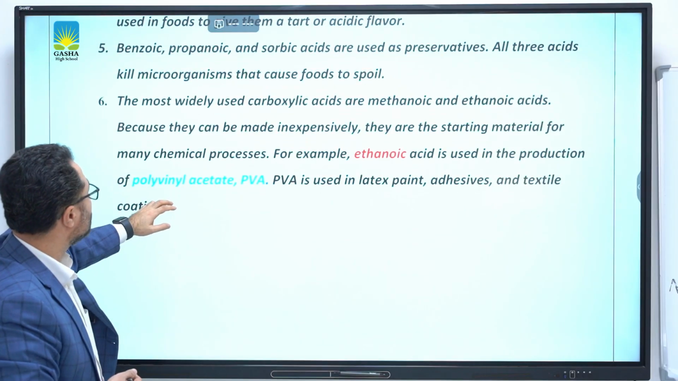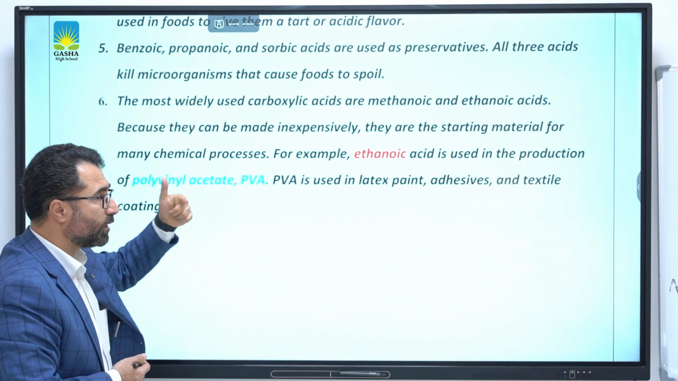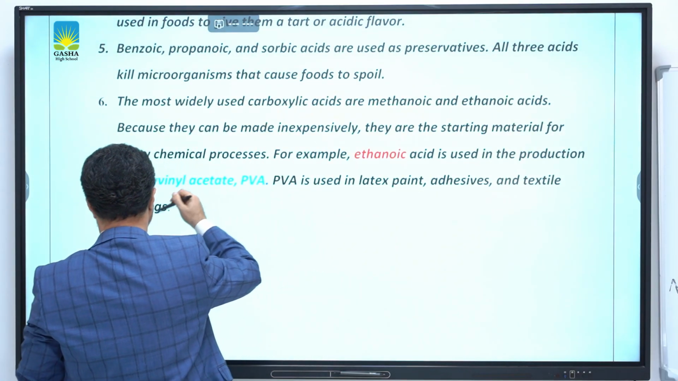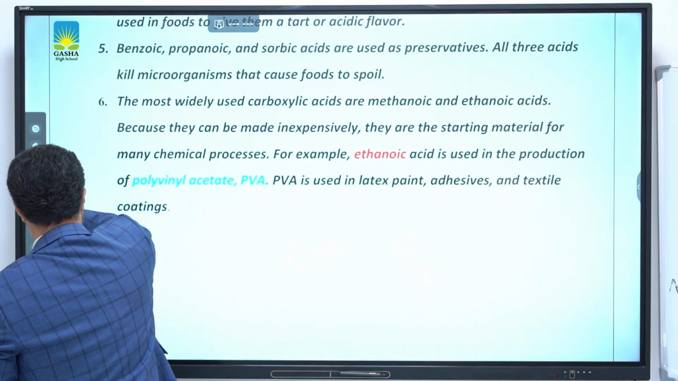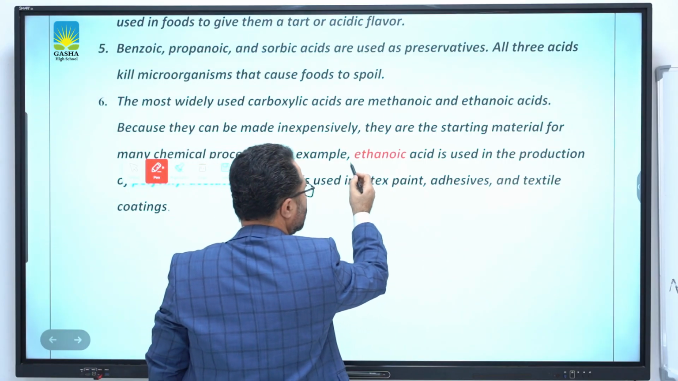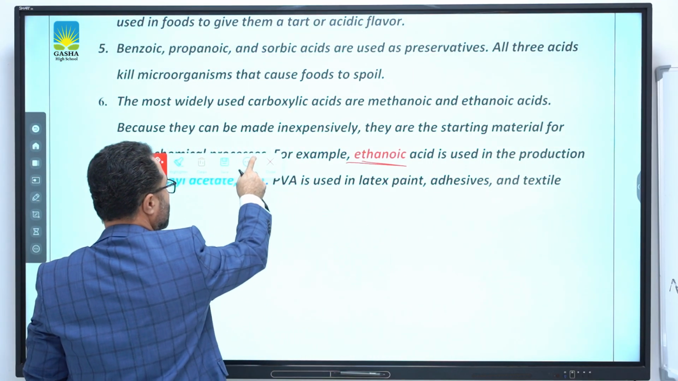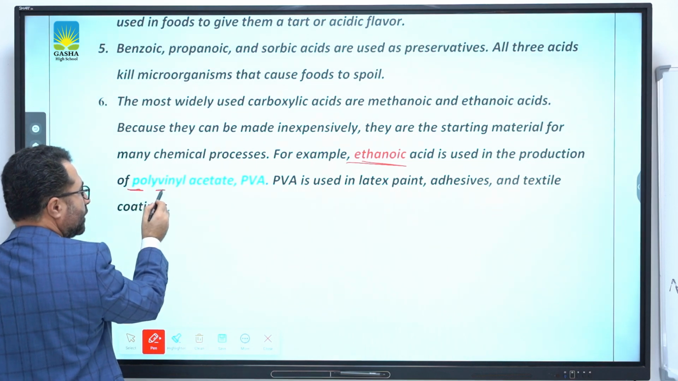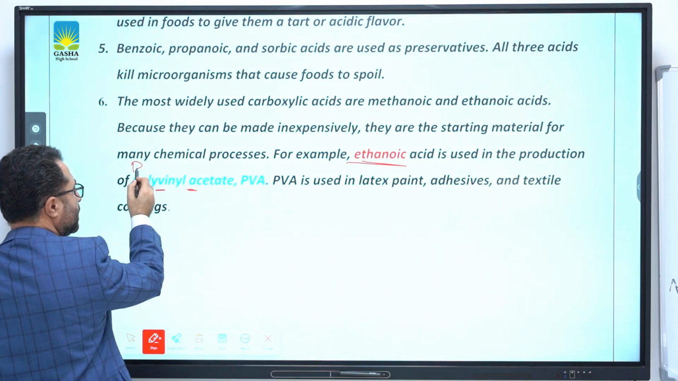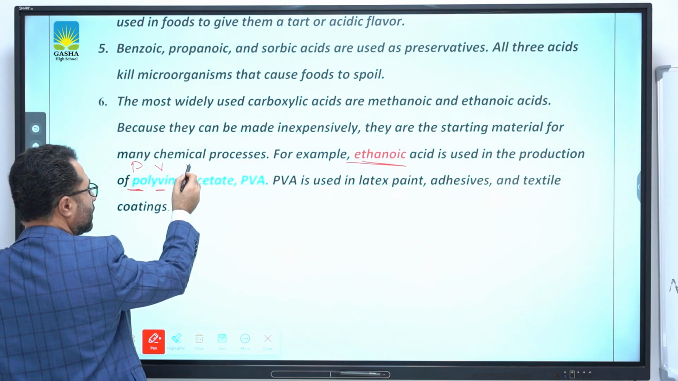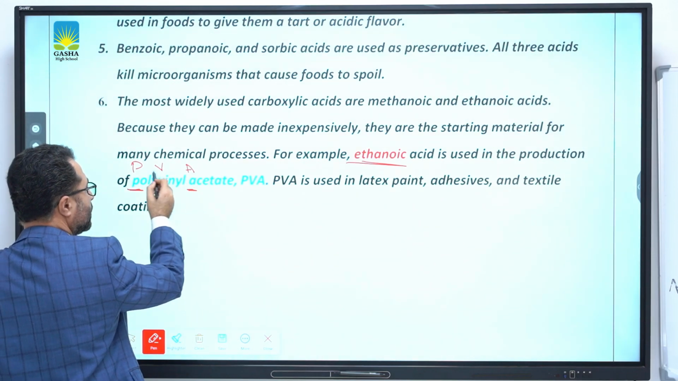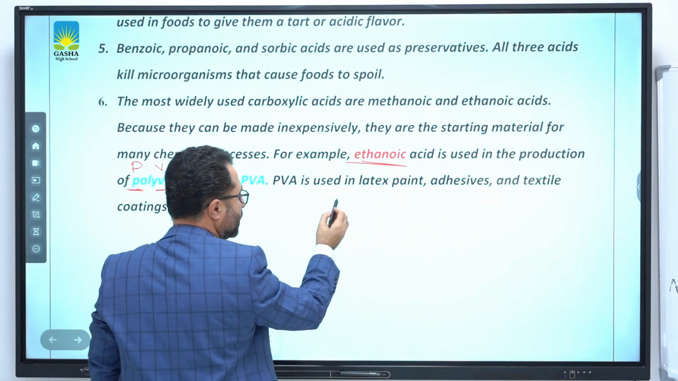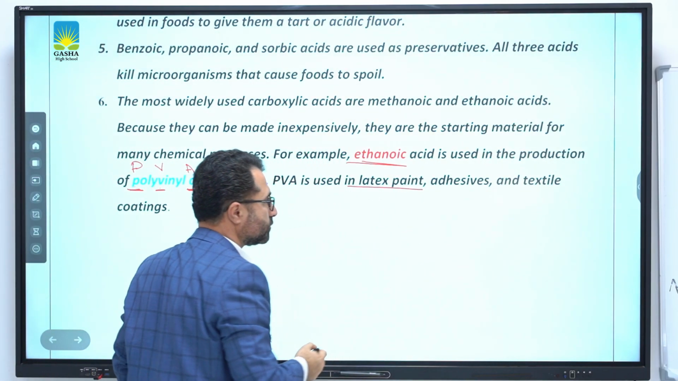The most widely used carboxylic acids are methanoic and ethanoic acid because they are so inexpensive. Specifically, ethanoic acid is used in the production of polyvinyl acetate, PVA, which is used in latex paint.